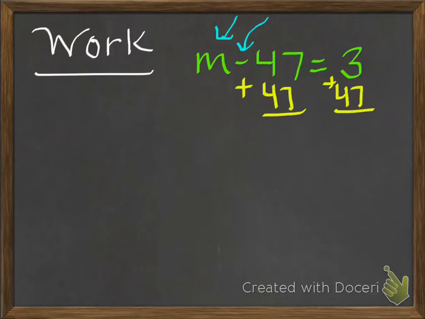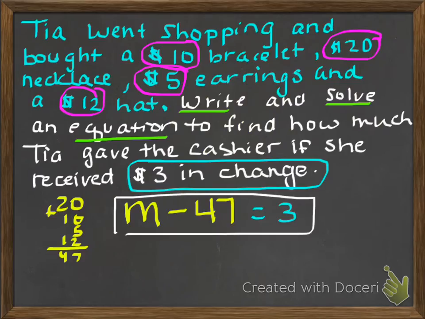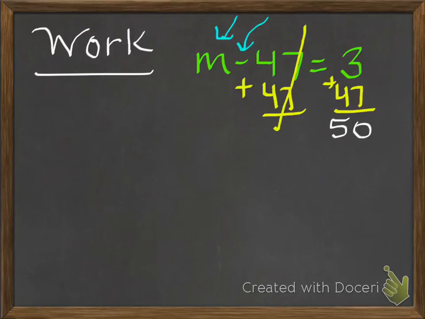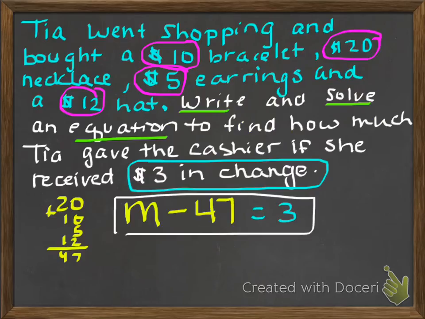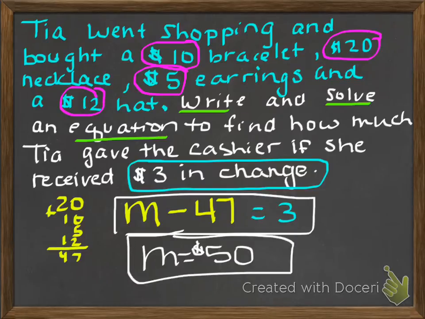So you want to make sure that you add 47 to both sides and cross that out, and you're left with 47 plus 3 gives you $50. So what that means is that the money that Tia started shopping with was $50. So you want to go ahead and write right here, M equals $50. So this would be the answer that would go on your second line.